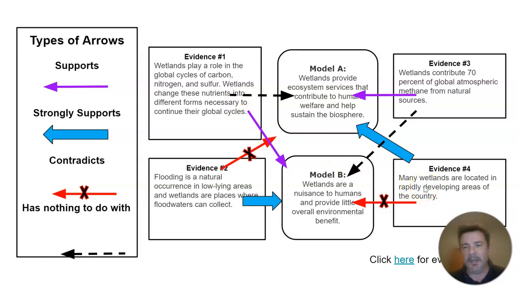For instance, look at model A. It's about wetlands. Model A is pro wetlands, I guess, from an environmental standpoint. Model B is that they're just a nuisance and they really don't provide any benefit. So let's see, evidence number 4: many wetlands are located in rapidly developing areas of the country. This particular student felt that it really pretty much contradicts the idea that they're a nuisance and provide little overall benefit. You could argue that either way, I guess. And then they feel it strongly supports the idea that they provide equal systems.